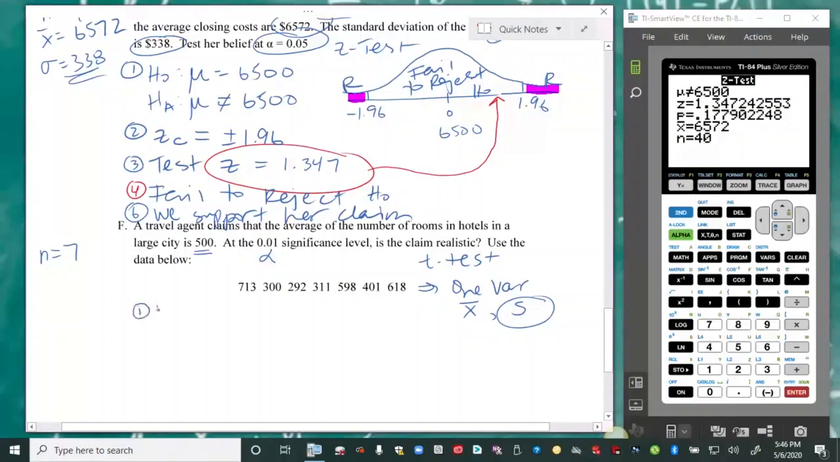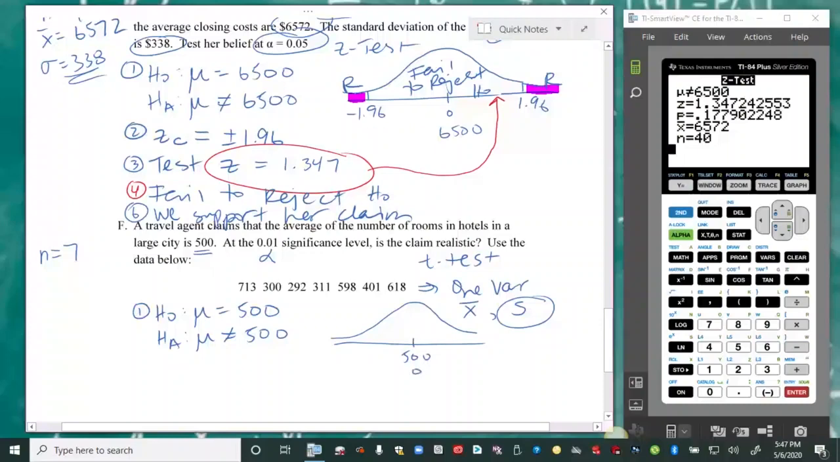Step number 1, though, let's start with the hypotheses. Mu equals 500. And then the alternative, we're looking for less than, more than, just as in, is the claim realistic? So either it is equal or it isn't equal. This is another two-tail test. I'm drawing a normal curve, but actually it's that t-curve. My expected mean is 500 with a t-score of 0.